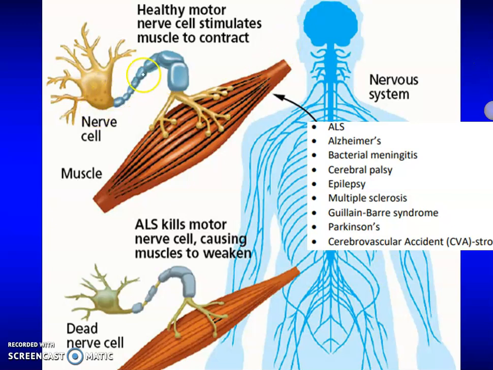We have a nerve going to a muscle. So this must be a motor neuron, because motor neurons stick to muscles and/or glands. But then for some reason, this neuron begins to die. And right there is his name. This is the almighty ALS. And it says ALS kills a motor nerve cell, causing muscles to weaken.